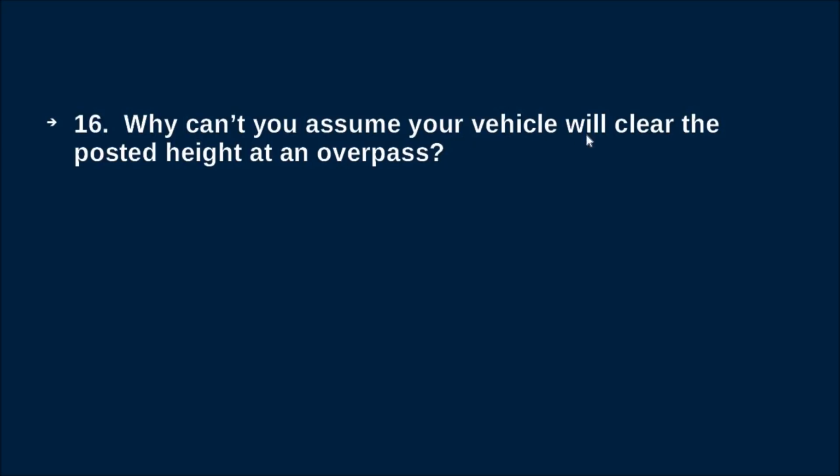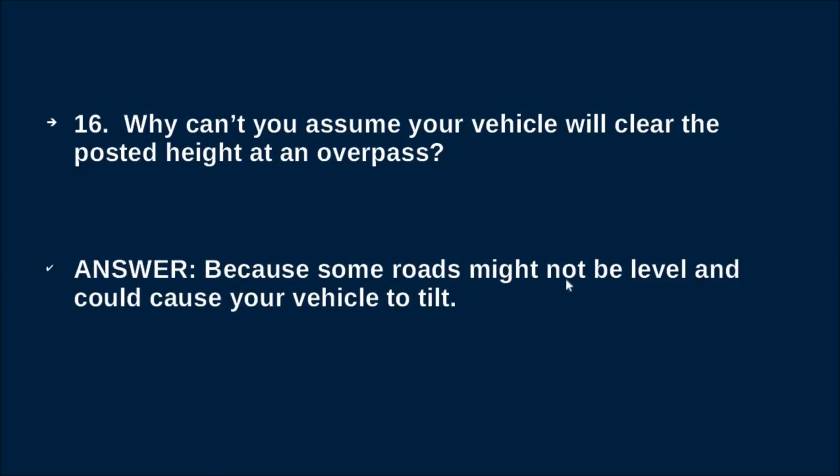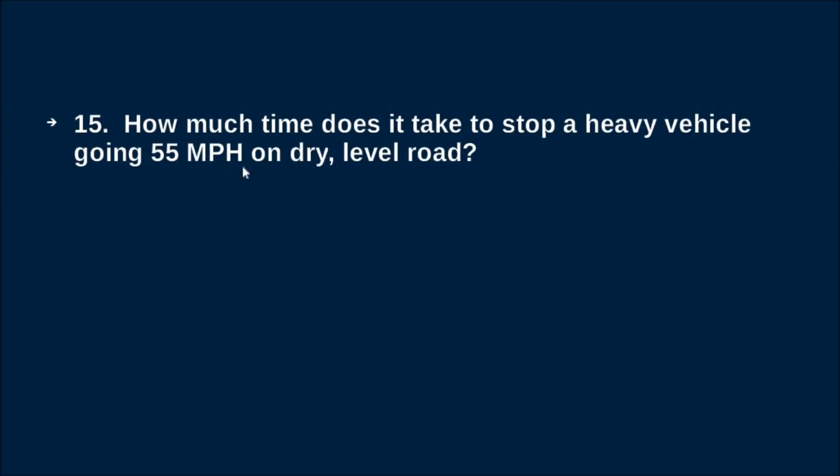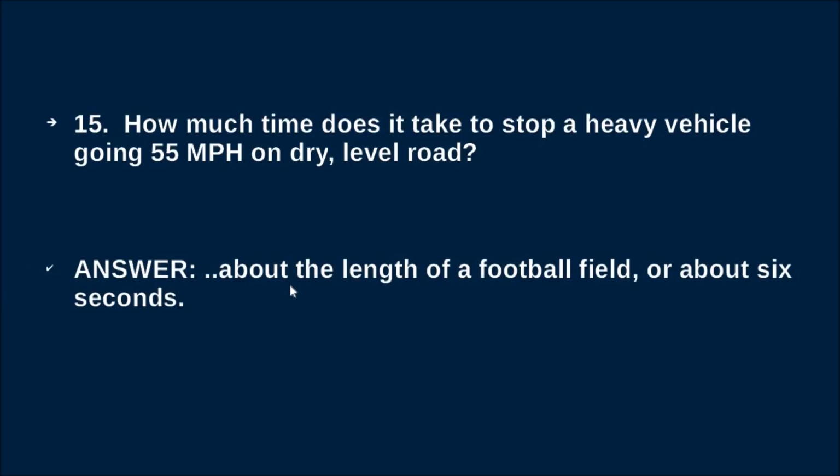Why can't you assume your vehicle will clear the posted height at an overpass? Because some roads might not be level and could cause your vehicle to tilt. How much time does it take to stop a heavy vehicle going 55 miles per hour on a dry, level road? About the length of a football field, or about 6 seconds.